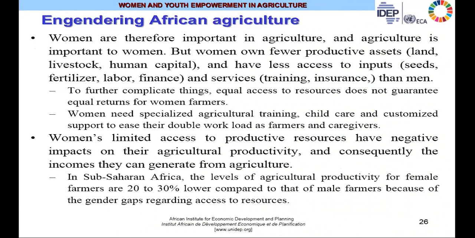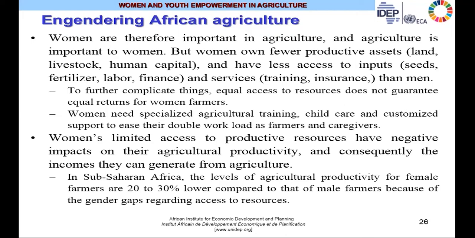Therefore, women are important in agriculture and agriculture is important to women, but women own fewer productive assets of land, livestock, and human capital. Women have less access to inputs of seeds, fertilizer, labor, and finance. And women have more challenges than men accessing services, whether it is training or financial insurance or health insurance. To further complicate things, equal access to resources does not guarantee equal rights for women farmers.